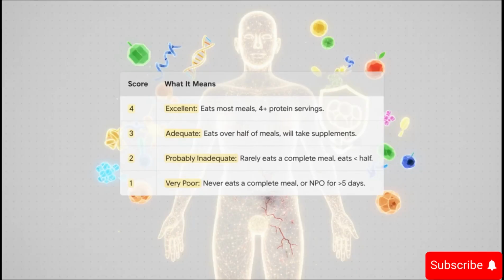Clue number 5 is nutrition, and this one is so important. Healthy skin needs good fuel, especially protein, to stay strong and heal. So a patient who eats great gets a 4. But if their intake is poor, if they're barely eating half their meals or worse, they're NPO for an extended time, their score plummets. Poor nutrition makes skin incredibly vulnerable.